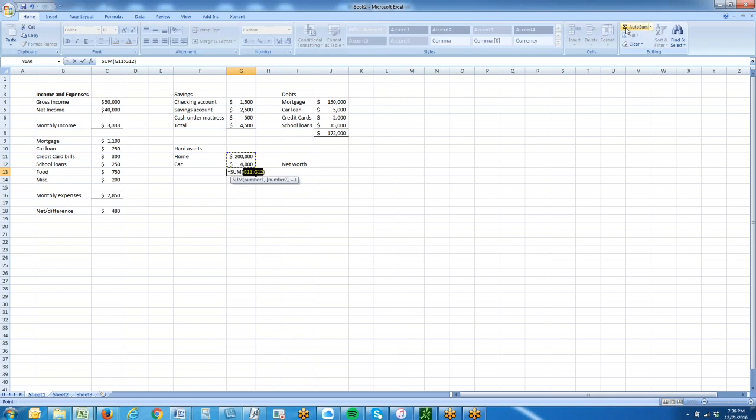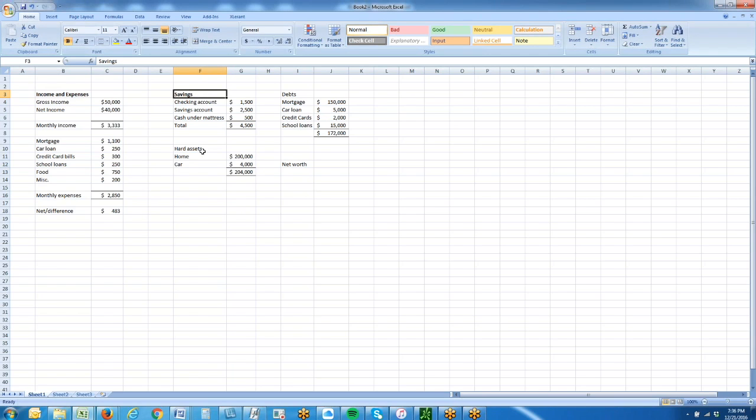And with that, we're going to add those two things, hard assets, and so that's $204,000. And since this column here, these are hard assets, I'm going to call these financial assets up here, and then hard assets, and we add those two things up, and that gives us our total assets. Total assets. So again, this is what we own, the things we own.